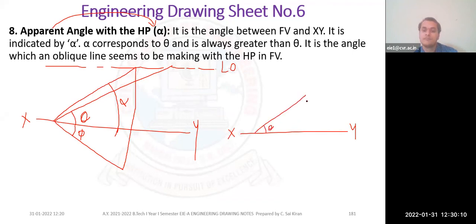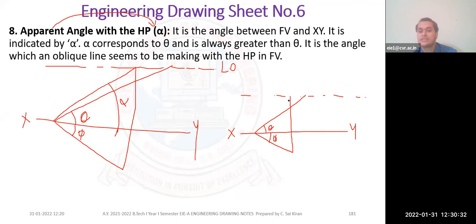Angle theta. And this line will become the locus. And already the line is straight. Again I am giving the angle phi, which is nothing but the inclination to VP. Because of this inclination, again the line will project as lesser.